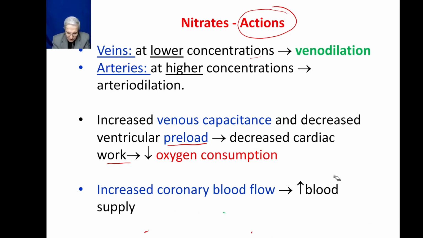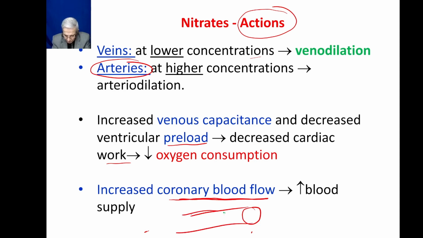Okay, speaking about arteries, this medication, nitrate, works on the coronary blood flow. Okay, what happens there? We have atherosclerosis and coronary blood flow. This medication, nitrate, will cause vasodilation, and this will lead to increased blood supply.